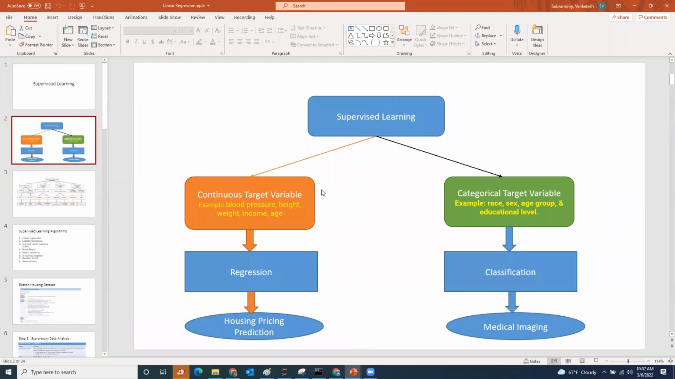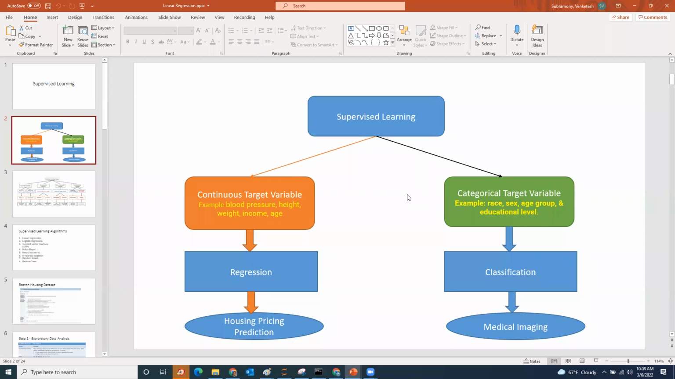Last week we learned that there are 3 different ways of machine learning: supervised, unsupervised, and the last one is semi-supervised, which is reinforcement learning. Our class is all about supervised learning, and we will have a second session on supervised learning, as we are trying to complete supervised learning. In that, there are two types of supervised learning. One is a continuous target variable, and the other one is a categorical target variable.